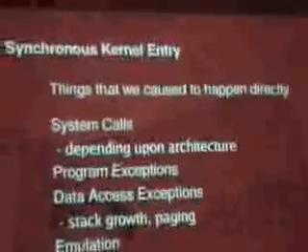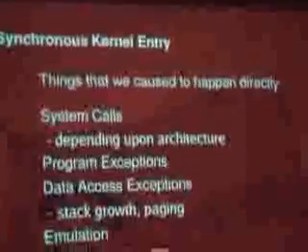Then there's synchronous kernel entry. We already mentioned system calls. What else can happen? Various program exceptions could occur. I could try to access some memory that was plainly not my memory. My program's going to segfault, it's going to crash, and the kernel's going to have to handle that while the program's running. It's going to have to handle accesses to data in memory. For example, my program just tried to put something onto its stack, but that means its stack is now bigger than the stack I had allocated for it, so the kernel will allocate it some more memory. And all these things are happening for us behind the scenes.